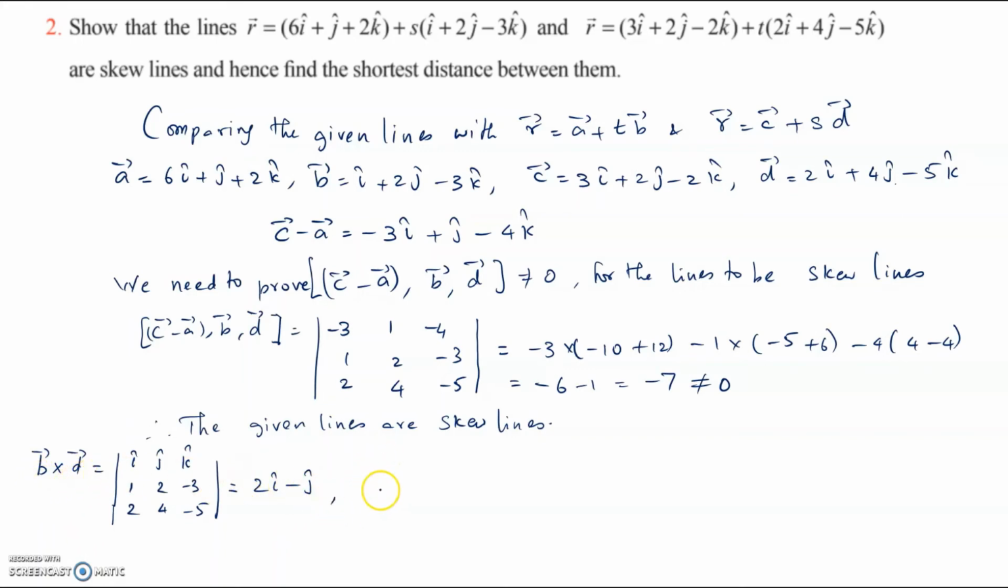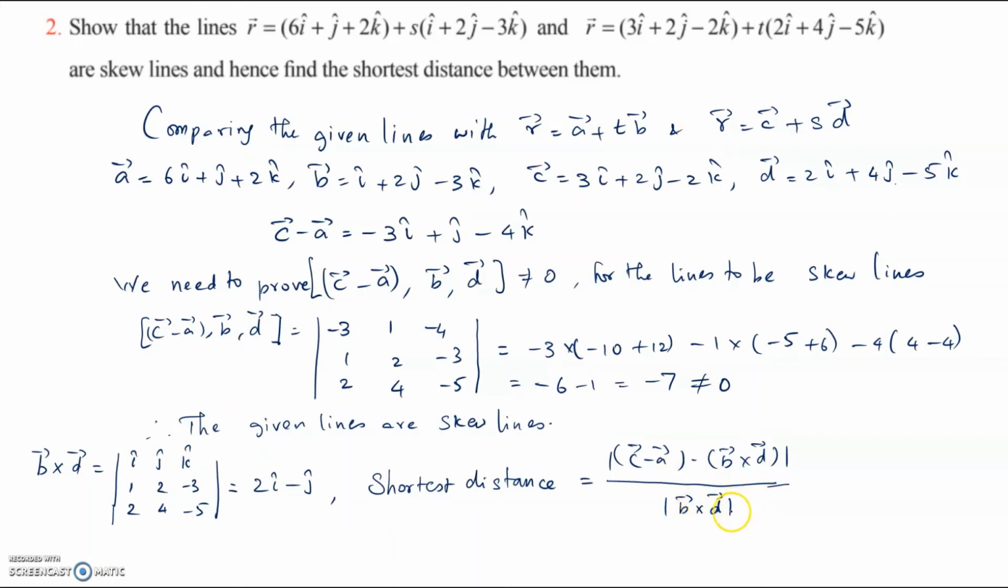Then the shortest distance is equal to the magnitude of C minus A vector dot product with B cross product with D, divided by the magnitude of B cross product with D. So solving this further, we can find our C minus A is given by this.